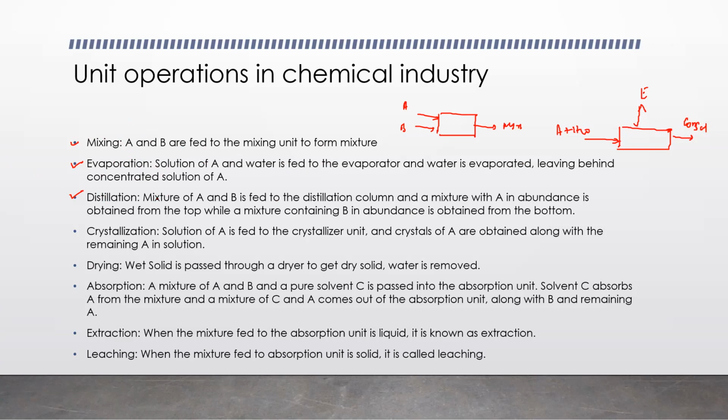So that's distillation. Basically, a mixture of A and B is fed to the distillation column, and a mixture with A in abundance is obtained. Usually we try to get pure A, but it's not possible to get 100% purity. So we get A in abundance from the top, while a mixture containing B in abundance is obtained from the bottom. So if this is my distillation column, and this is where I feed the mixture, then from here I'll get the abundance of A, and here I'll get the abundance of B.